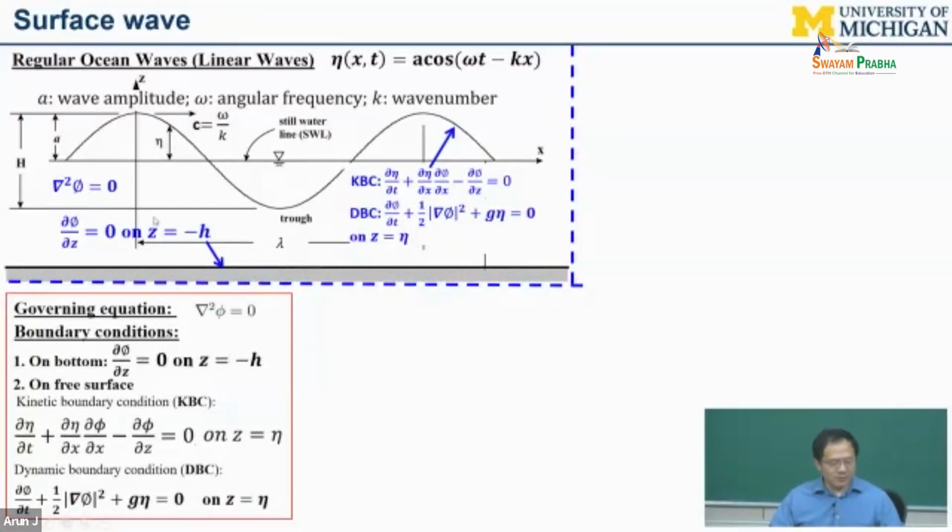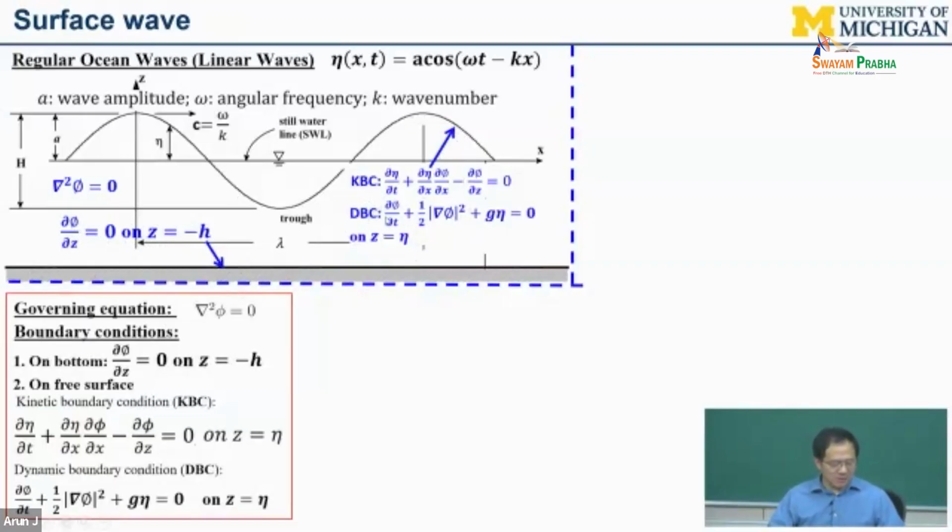And on the bottom side, the velocity dφ/dz, and the physical meaning is the vertical direction velocity, right? Therefore, on this boundary condition, the vertical velocity will be 0, right? And another is called the kinematic boundary condition, which means the particle on the surface will stay on the surface, right?